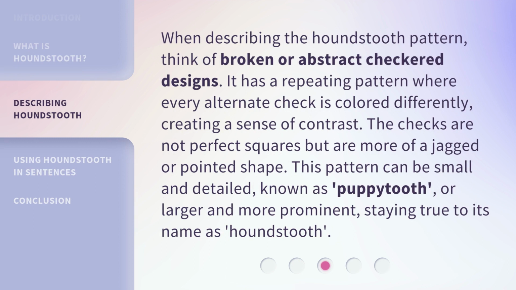When describing the houndstooth pattern, think of broken or abstract checkered designs. It has a repeating pattern where every alternate check is colored differently, creating a sense of contrast. The checks are not perfect squares but are more of a jagged or pointed shape. This pattern can be small and detailed, known as puppy tooth, or larger and more prominent, staying true to its name as houndstooth.